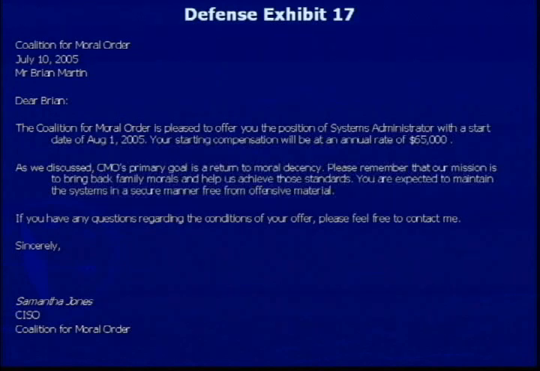We didn't want these kind of images on our network, and I was appreciative of Mr. Martin taking care of this in a proactive manner to avoid a hostile work environment for our decent employees. Great. Thank you. No further questions. Do you have any questions, Mr. Banks? Yes. I'm not sure where to start.